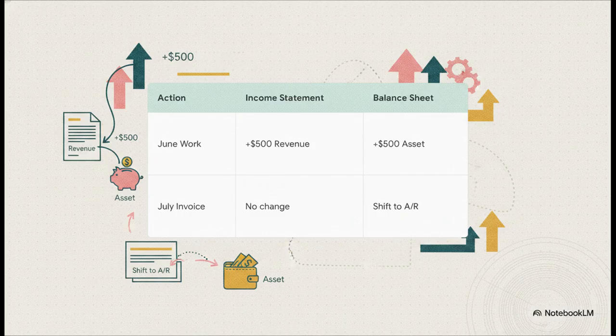Now, the other side of that entry has to go somewhere, so it goes over to the balance sheet as a $500 asset temporarily called accrued revenue. It's an asset because it clearly represents a future economic benefit. It's cold hard cash that is rightfully owed to them.